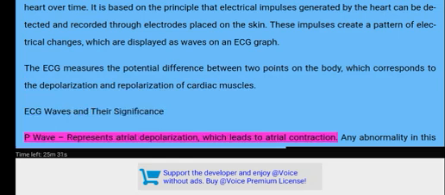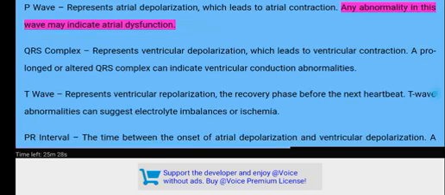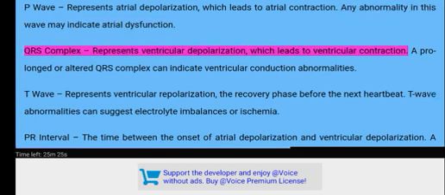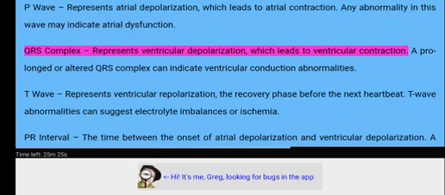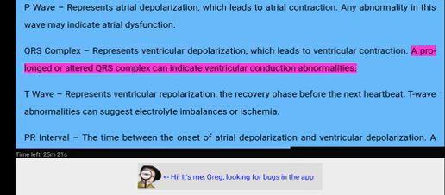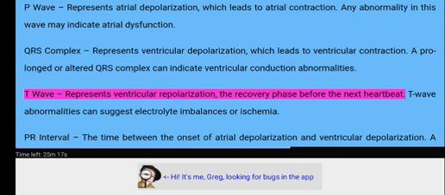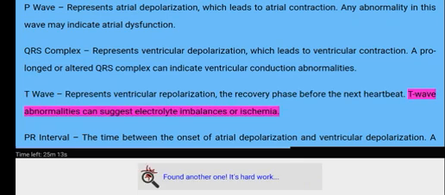ECG waves and their significance. P wave represents atrial depolarization, which leads to atrial contraction. Any abnormality in this wave may indicate atrial dysfunction. QRS complex represents ventricular depolarization, which leads to ventricular contraction. A prolonged or altered QRS complex can indicate ventricular conduction abnormalities. T wave represents ventricular repolarization, the recovery phase before the next heartbeat. T wave abnormalities can suggest electrolyte imbalances or ischemia.